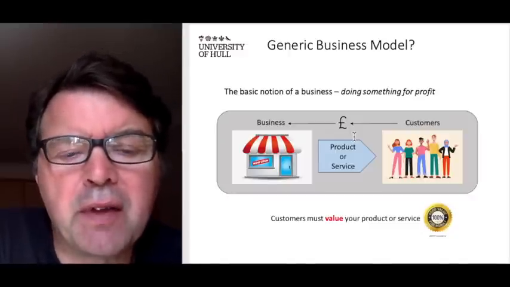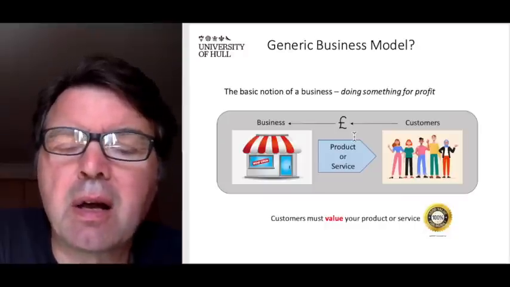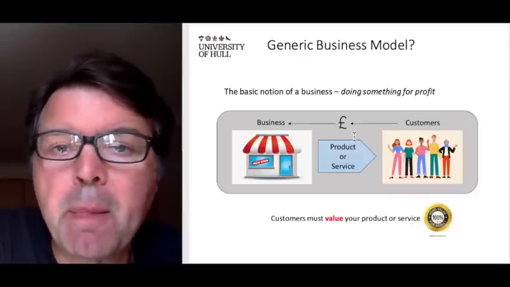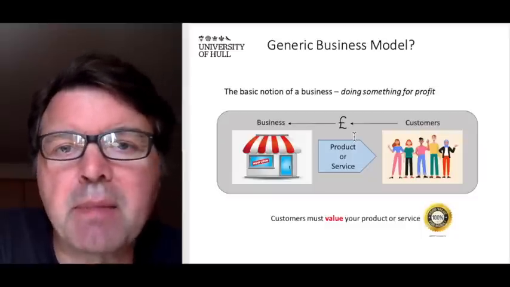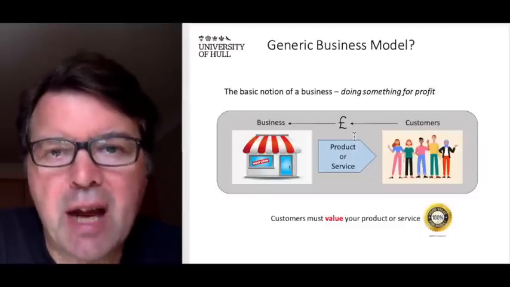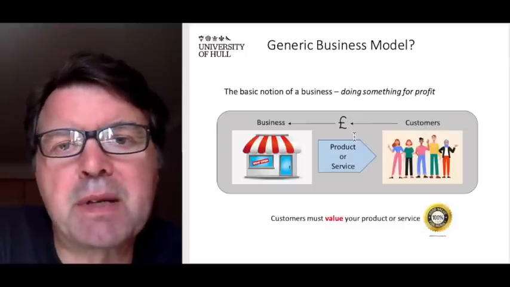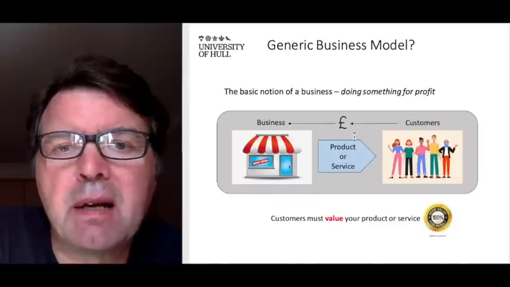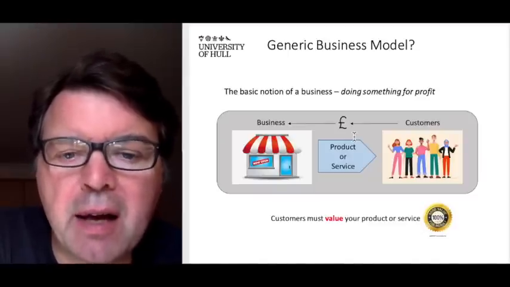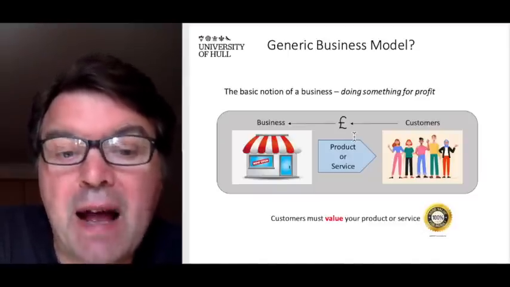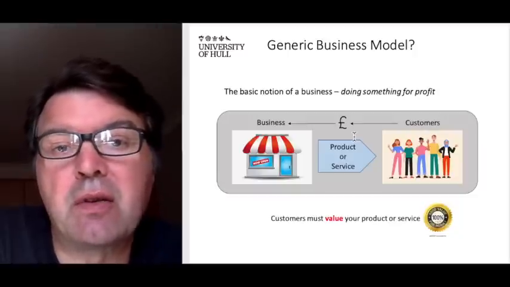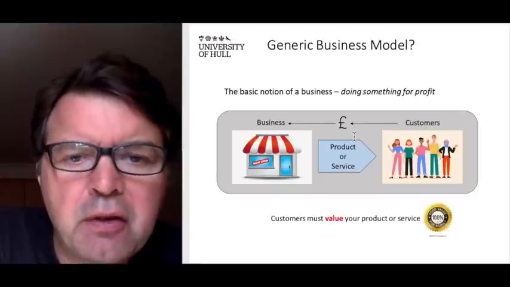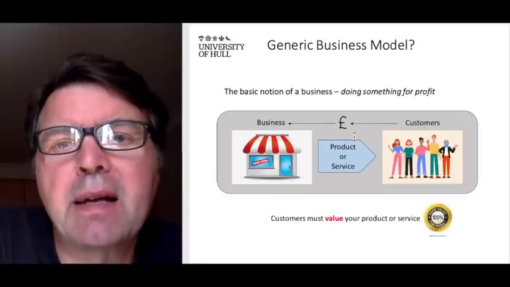And of course, the key idea is that the customers will give you some kind of remuneration. These days, that's normally money. Obviously, in the past, it might have been some kind of exchange, but these days, most businesses operate for money. And for your business to be successful over a period of time, customers are going to need to value the product or service that you're delivering. Otherwise, your business is not going to last very long. So that's the fundamental core concept behind any sort of business.